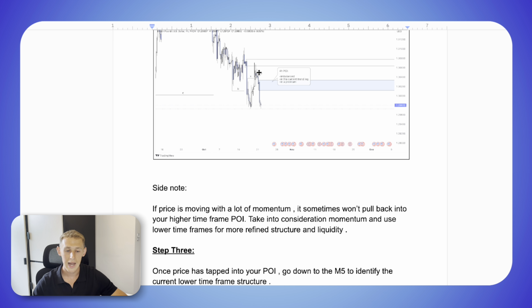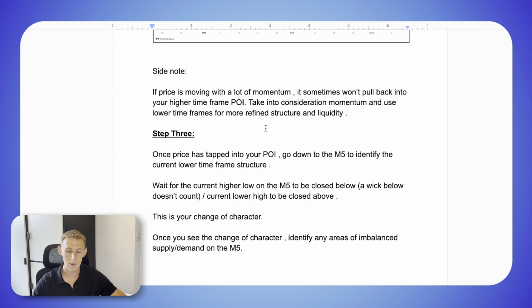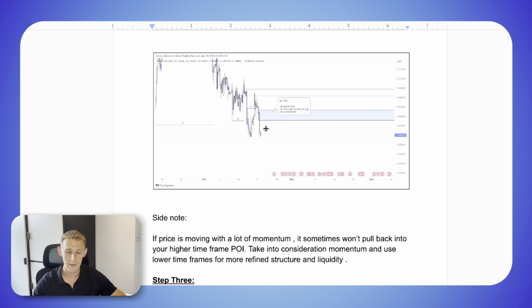But essentially how I'm looking to trade this is by looking at lower time frame market structure. In my case, to simplify it as much as possible, I'm always using the same lower time frame. I'm using the M5 time frame only, and I'm simply looking at market structure on this time frame in order to gauge whether price wants to hold the area or not. So very simply, we're going down to the M5 time frame.